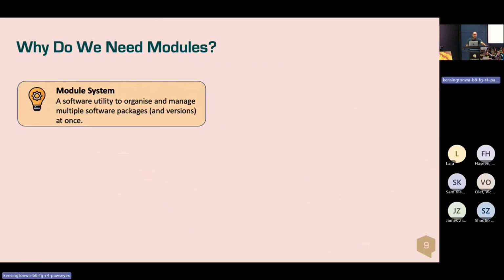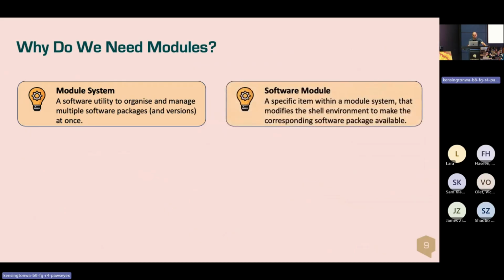A module system is a software utility to organize and manage multiple software packages and versions at once. So on your laptop, when you install software on your computer, if you are a Linux user, it goes under /usr/bin or in a similar location. But that will also mean that it's hard to have multiple versions of the same software. You don't know which one you are using at a certain time, because we need to support users who have different requirements for the same applications.